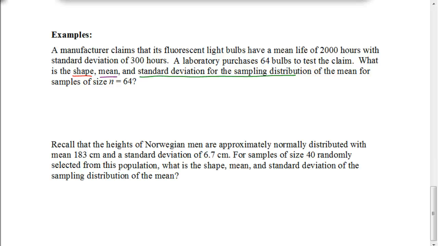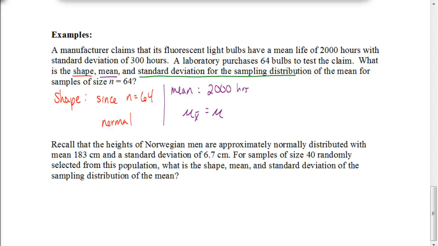So first, for us to be able to describe the shape, we need to look at that size. So again, the size is 64. Since n is 64 and that's greater than or equal to 30, we know that this is going to be normally shaped. So it's going to follow that bell-shaped curve of a normal distribution. Next, let's look at the mean. The sample mean is the same as the mean of our population. So the mean is going to be our 2,000 hours.